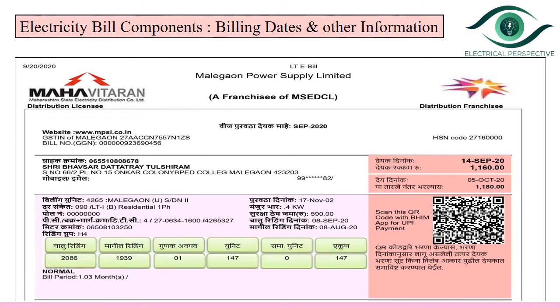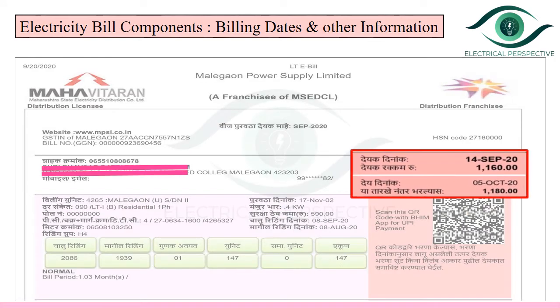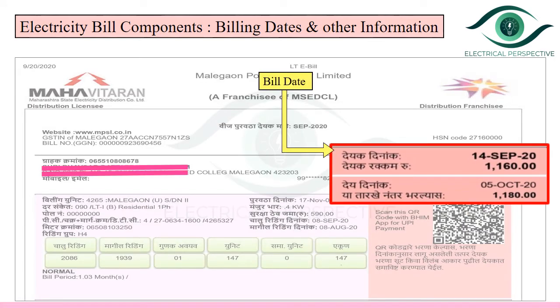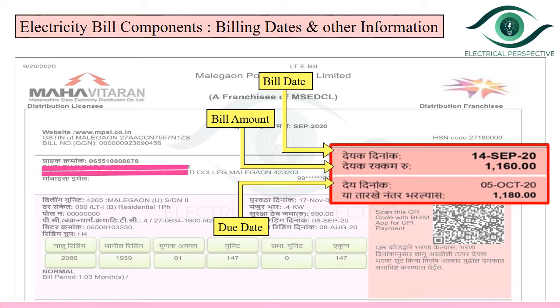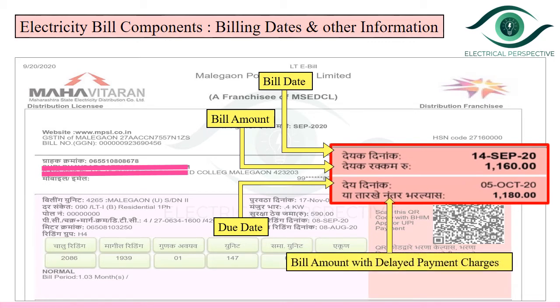Then the next one is the billing dates and other information. Here Deyak Dinanka means the bill date, then Deyak Rakkam means the bill amount, Deya Dinanka means the due date, and if you pay your electricity bill after the due date, you have to pay some delayed payment charges.